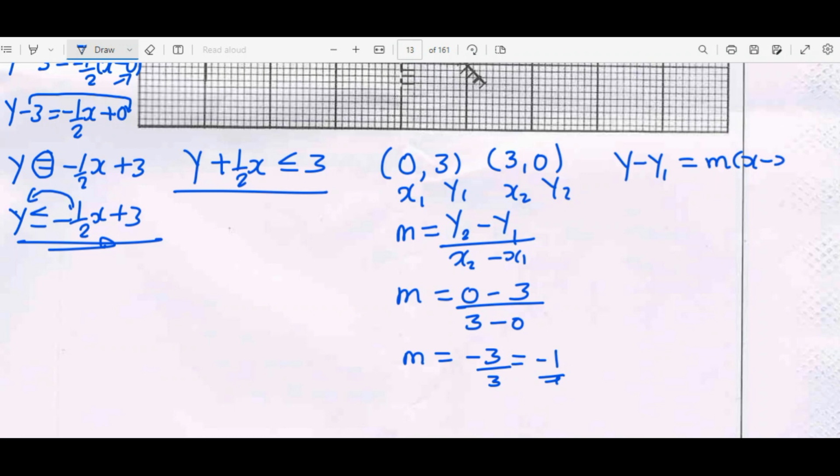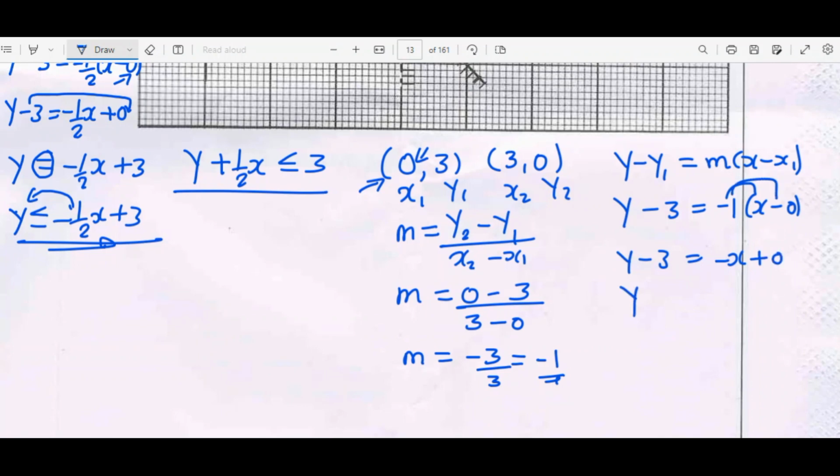We said we can use any pair of the two, so let's use this one. y minus y1, which is 3, the gradient is negative 1, times x minus our x1, which is just 0. So y minus 3 is equal to negative x. Negative times negative 0 is just 0, there's no issue. Then we shift this number to the right side, so y is equal to negative x plus 0 plus 3, which is our equation of the straight line.